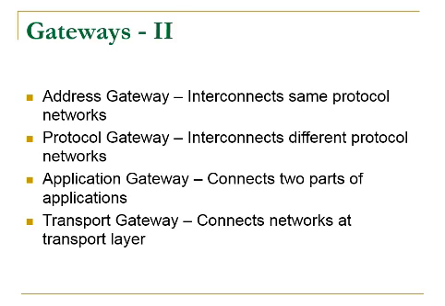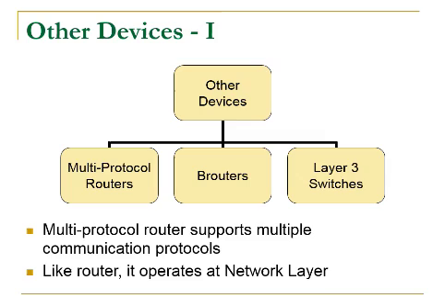So we will see them one by one. An address gateway interconnects same protocol networks, and a protocol gateway interconnects different protocol networks. Meaning, if two different networks use the same protocol, we use the address gateway. If two different networks use different protocols, we use the protocol gateway. Third, an application gateway connects two parts of applications, and a transport gateway connects networks at the transport layer.